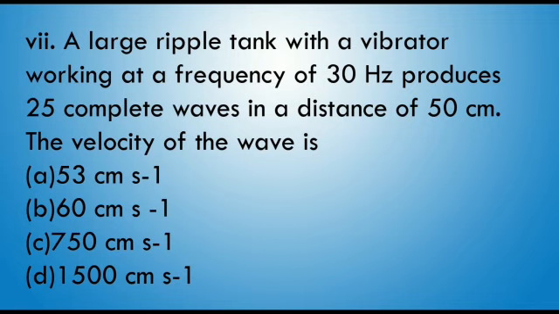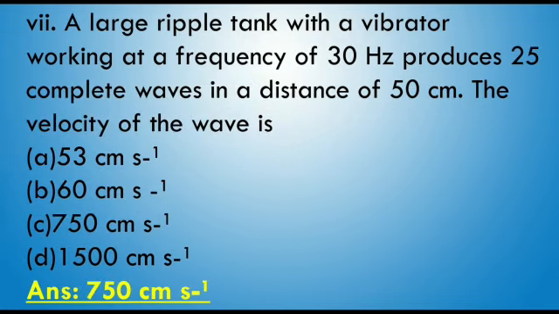and it produces 25 complete waves in a distance of 50 cm, then its velocity will be option A, 53 cm per second. Option B, 60 cm per second. Option C, 750 cm per second. Option D, 1500 cm per second. The correct answer is 750 cm per second.